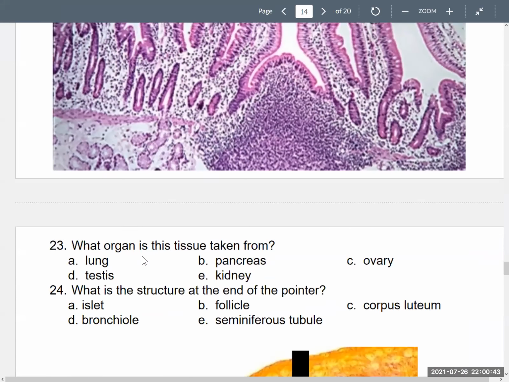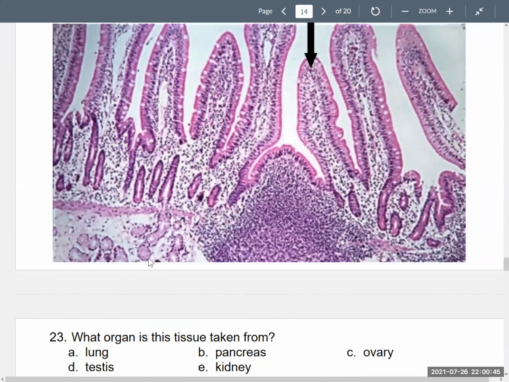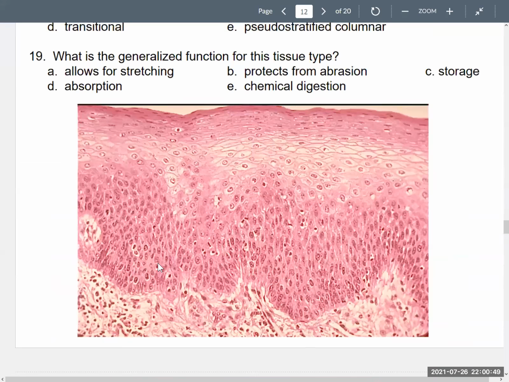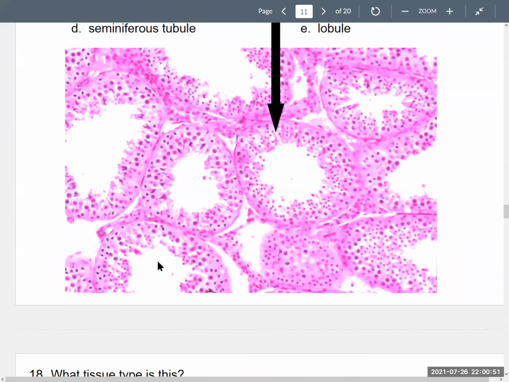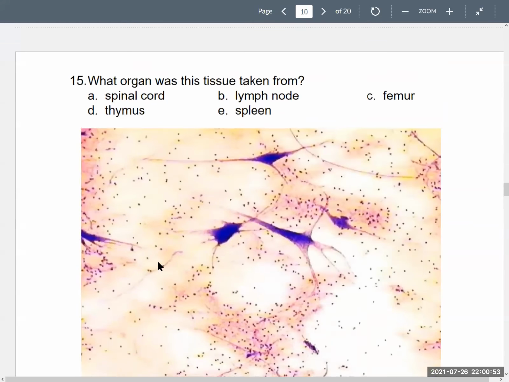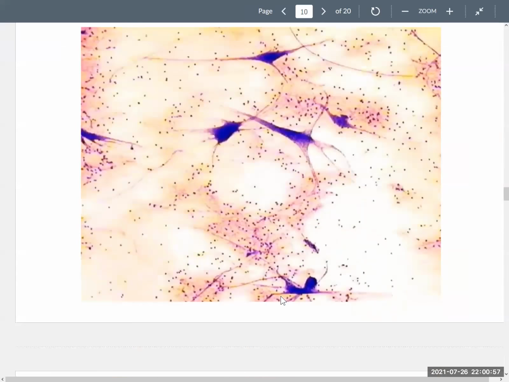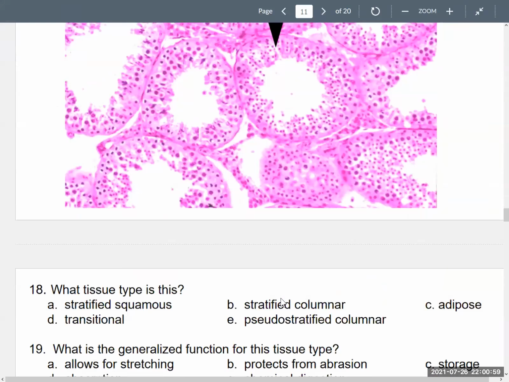Charlie, I'm sorry, can you repeat the answer for number 15? You said it was neuron, but I don't see that answer on there. Oh, it's spinal cord. Oh, it's fine. Okay. Yeah, it's the only thing that has to do with the nervous system. Okay, thank you.